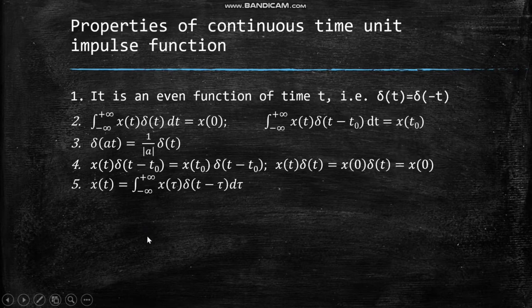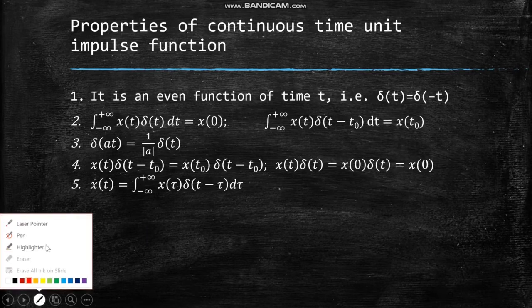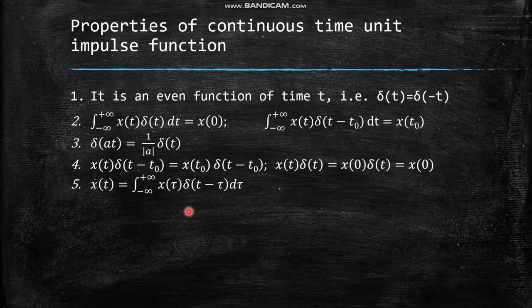Properties of the continuous time unit impulse function. The first property is that delta of t is equal to delta of minus t. This represents that the unit impulse function is an even function of time.